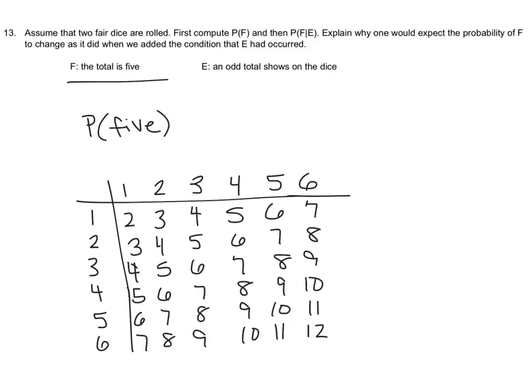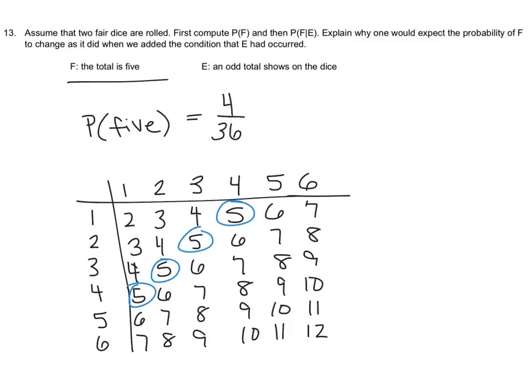Now I want to find the probability of getting a total of 5. So I'm just going to circle all the 5s in my chart. I have 1, 2, 3, 4. So the numerator of my probability is the number of times that 5 occurs, and that would be 4 times. And then the denominator is the total number of outcomes, and there are 36 possible outcomes.